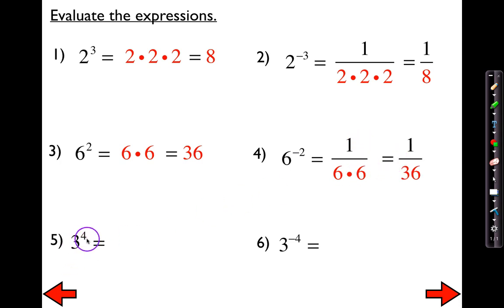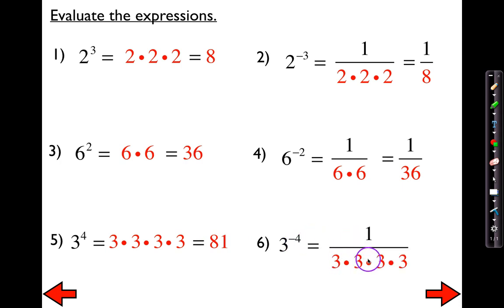Number 5, 3 to the fourth is going to be 3 times 3 times 3 times 3, which is 81. But 3 to the negative fourth is going to be 1 over 3 times 3 times 3 times 3, which is 1 over 81.